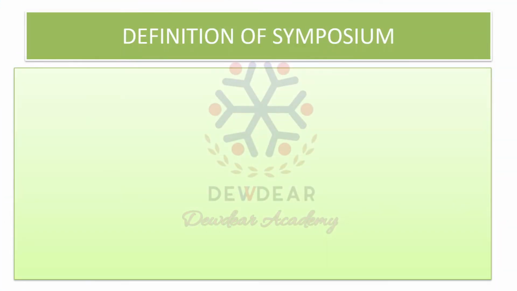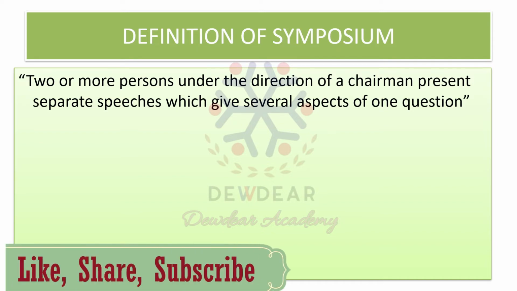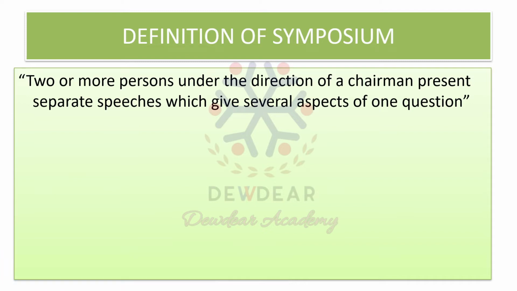Next is the definition of symposium. Two or more persons under the direction of a chairman present separate speeches which give several aspects of one question. So here there is a chairman, and under the direction of a chairman, two or more persons or experts are giving their speeches regarding the different aspects of a particular topic.